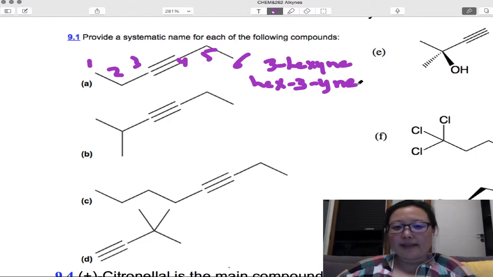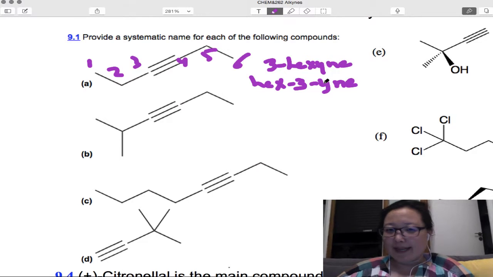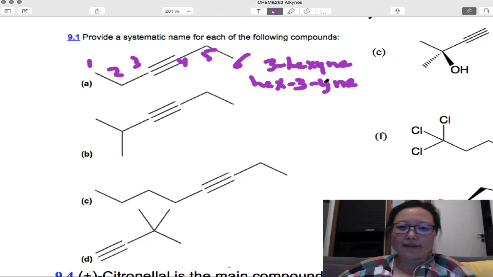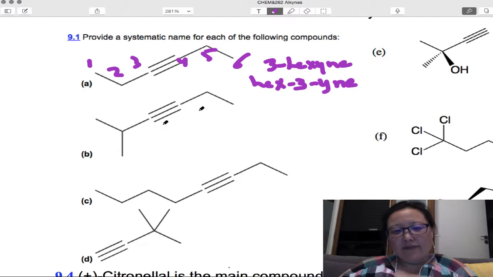Either one is fine. This one I think is always less ambiguous because it's right before the locant is right before the ending, or the indicator for what functional group you have. But here, as long as there's only one functional group, it doesn't really matter. And then for this one, this looks like an isopropyl group, but I wouldn't call this 1, 2, 3, 4.